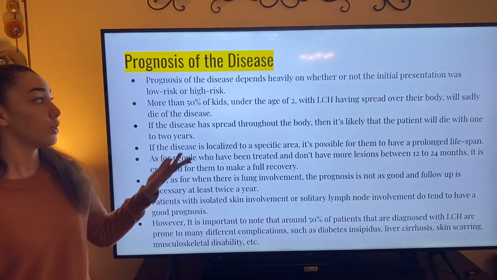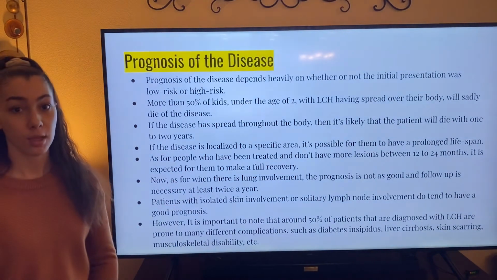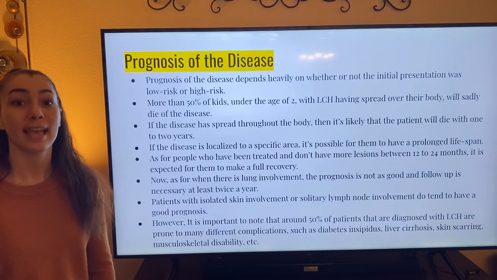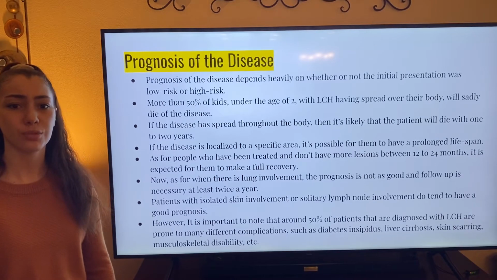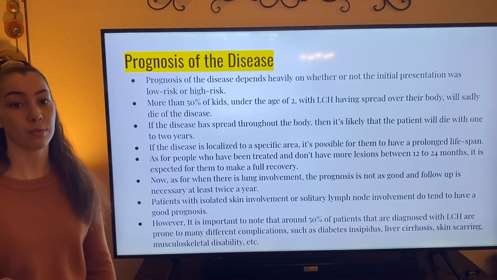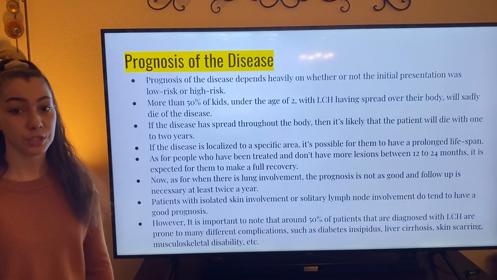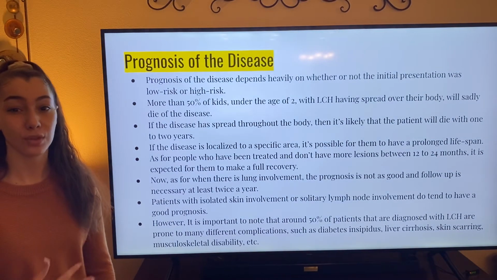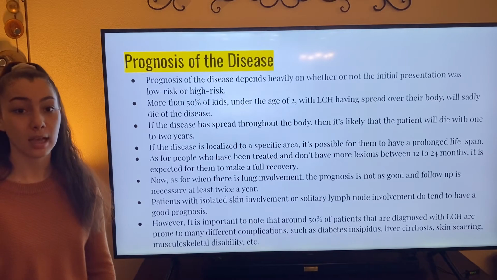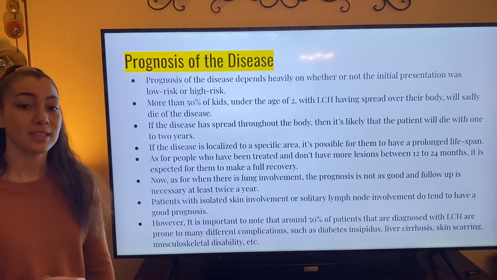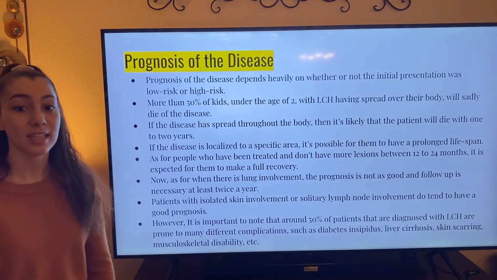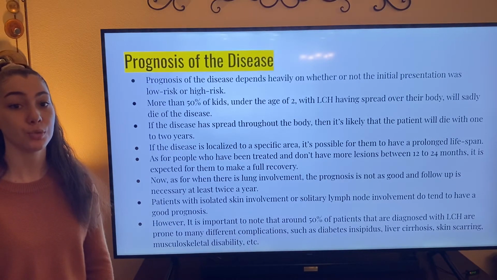Now, moving on to the prognosis of the disease. Prognosis of the disease depends heavily on whether or not the initial presentation was low risk or high risk. More than 50% of kids under the age of 2 with LCH having spread over their entire body will sadly die of the disease. Now, if the disease has spread throughout the body, then it's likely that the patient will die within 1 to 2 years.